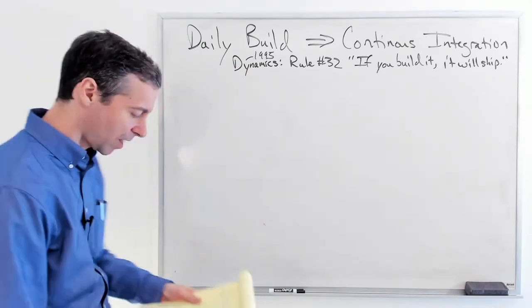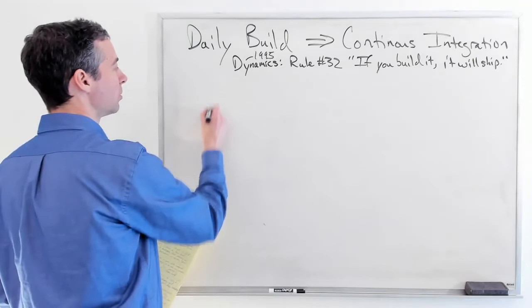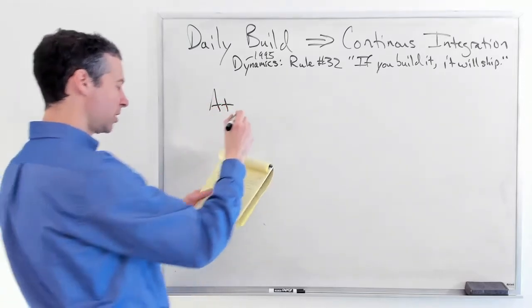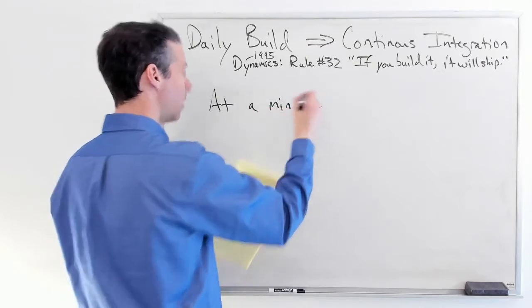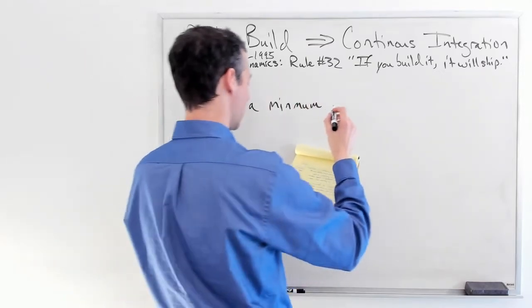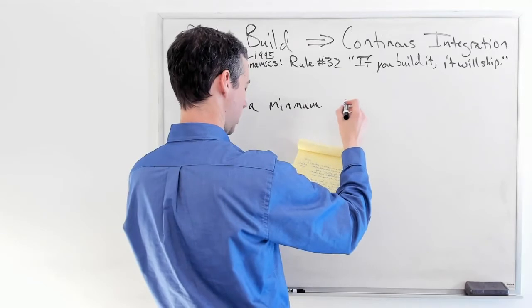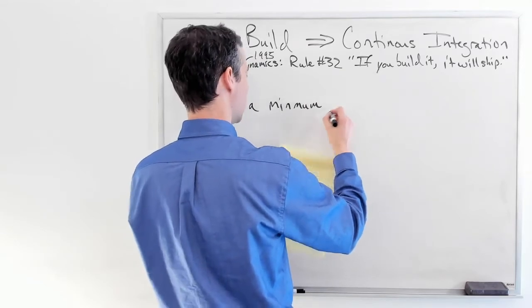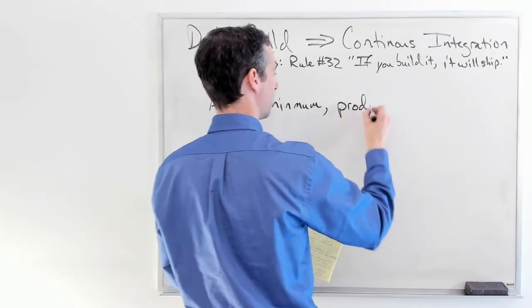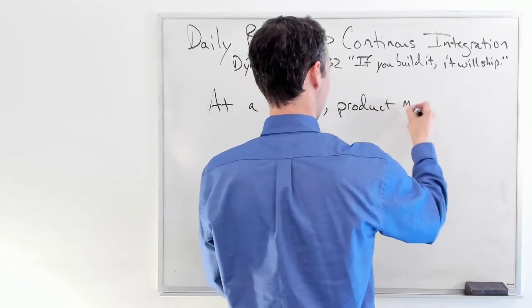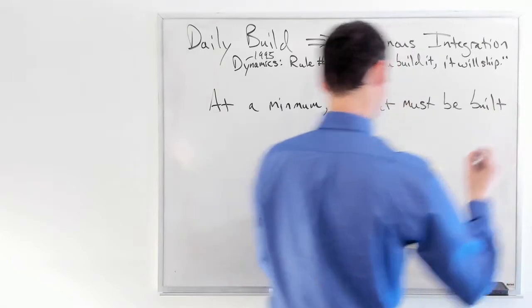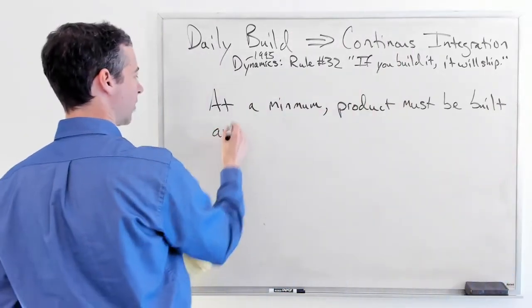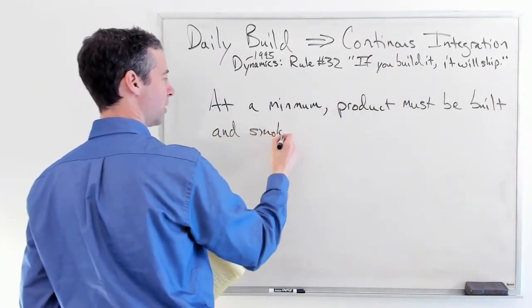All right. And so what we need is the same thing. At a minimum, this is our way of testing to see, are we keeping to those rules that we're going to keep in a shippable state and not break the build? At a minimum, product must be built and what we call smoke tested.